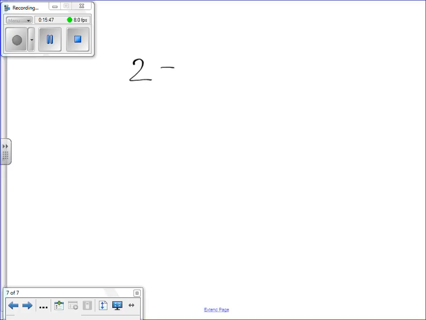2 minus 1 and 3/8. Can I subtract it the way it is? Is it 1 and 3/8? No. No. I cannot subtract it the way it is. Because this is like having 2 uncut pizzas and I need 3/8 of a pizza that's not cut. So, what do you have to do?